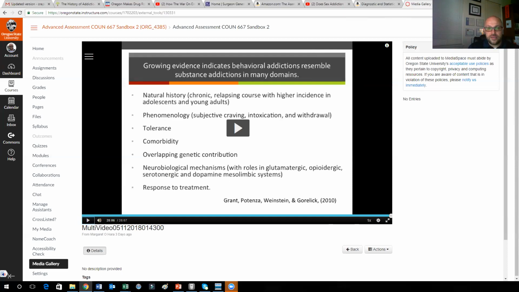Question number 3, the integrated model does what? As Margaret stated, the integrated model says that there is truth to all of the previous models, psychodynamic, sociocultural, behavioral, biological models, etc. And that single model explanations are too simplistic to explain such a complex issue as addiction.